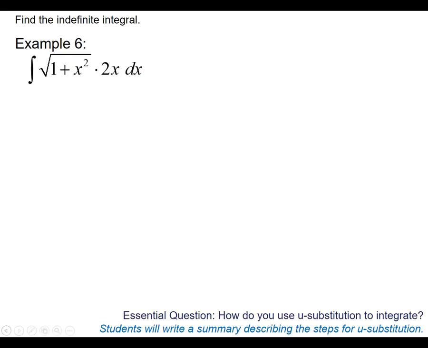Alright, let's look at example 6. This guy's got a whole bunch of stuff on the board. This one's animated too. What do you think the u is going to be? 1 plus x squared. Good. It's the inside function, right? Because the inner function is inside that square root. Look at this right here. What's the derivative of that x squared? Do you see it sitting there? That's a really good indicator.